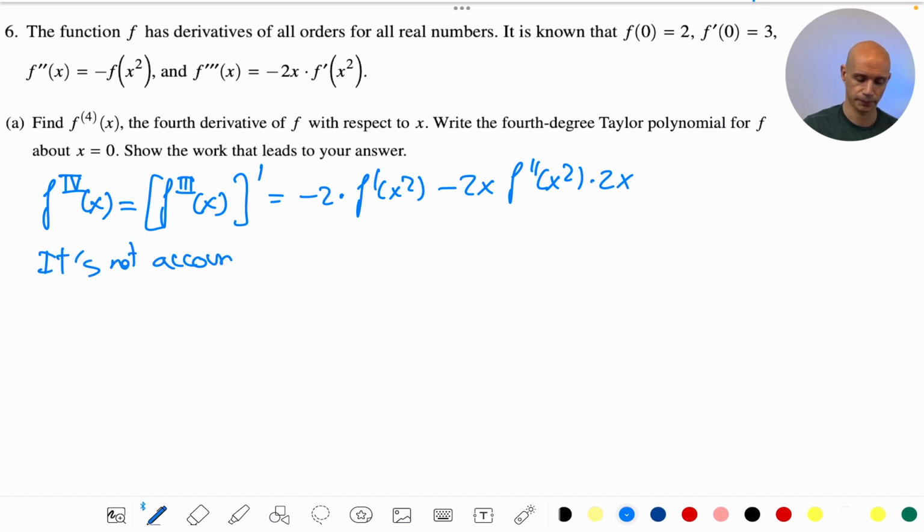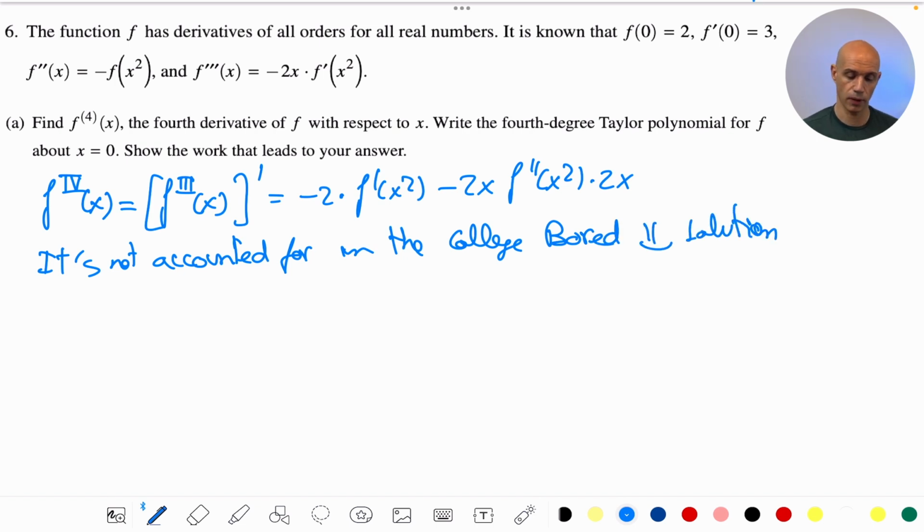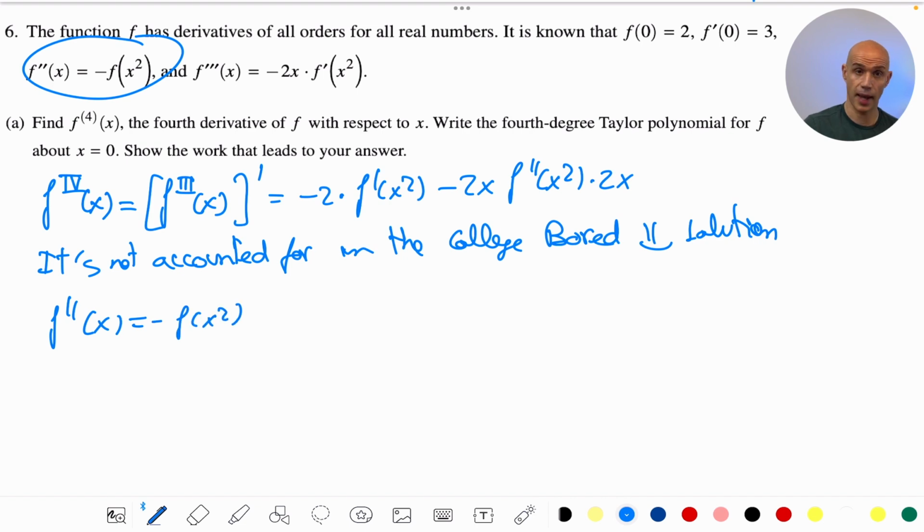Now here there is a minor thing that is not accounted for in the College Board solution, and it's the following: they leave it like that, but we know this, right? So if we know that the second derivative of f of x is this thing, then guys, the second derivative for this is this.